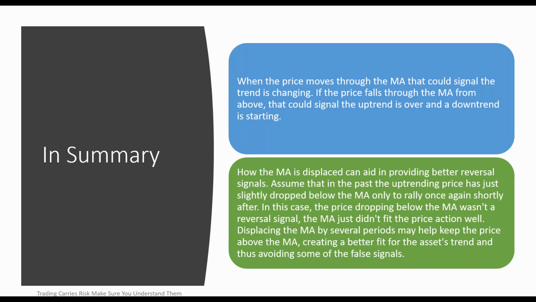However, the MA displaced can aid in providing better reversal signals. Assume that in the past, the uptrending price has just slightly dropped below the MA, only to rally once again shortly after. In this case, the price dropping below the MA wasn't a reversal signal, and the MA just didn't fit the price action well. Displacing the moving average by several periods may help keep the price above the moving average, creating a better fit for the asset's trend, and thus avoiding some of the false signals.